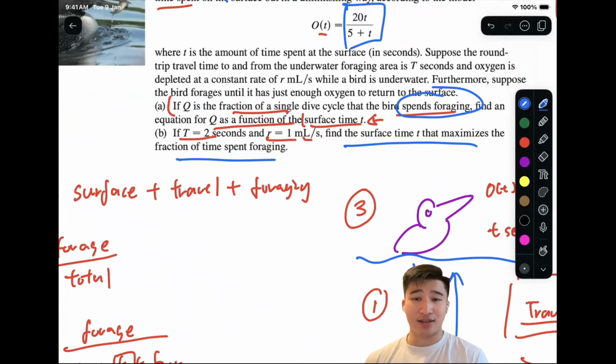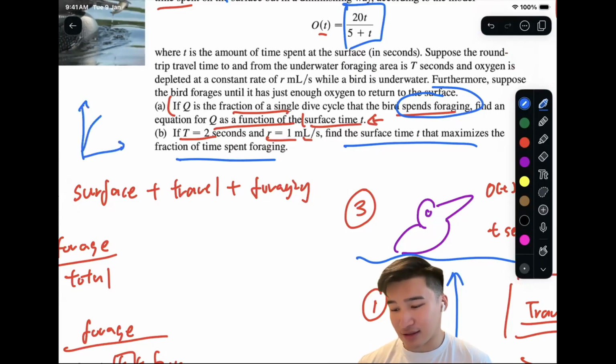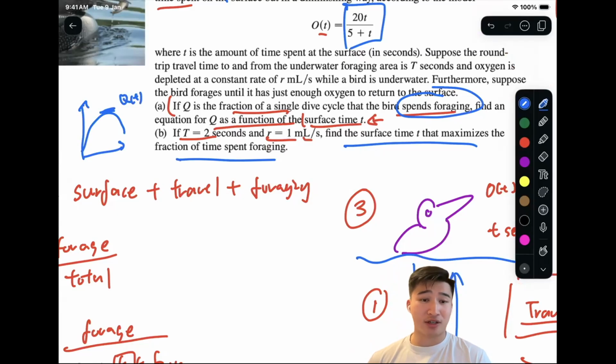So if we maximize this function, we can find the time that gives the output where Q has the highest amount of time spent on foraging. So most of the oxygen is being used on foraging instead of traveling or spending time on the surface. So this is basically what optimization means. We want to maximize the fraction of time the bird spends on foraging, right? We want to invest more time on doing something that's actually productive.